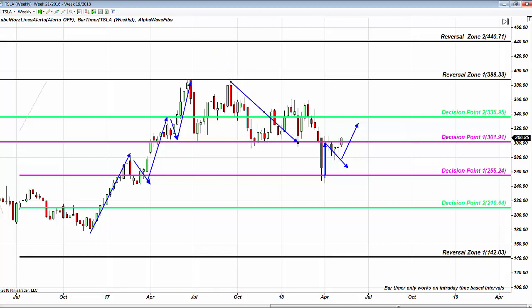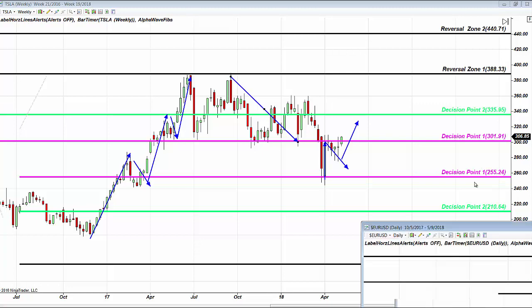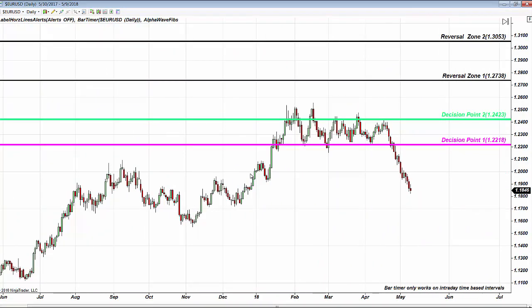$80 later. So, all the same formula, traders. Exact same thing currently playing out on euro. Look at that. Ouch! This is euro daily.